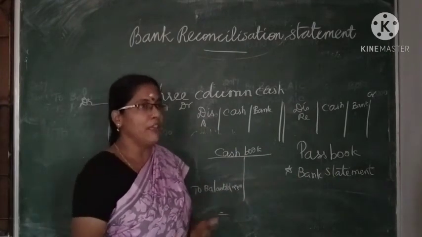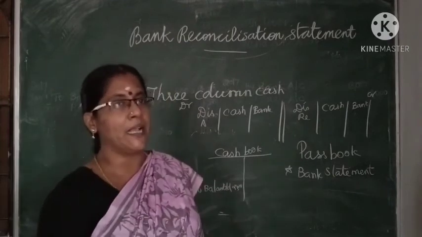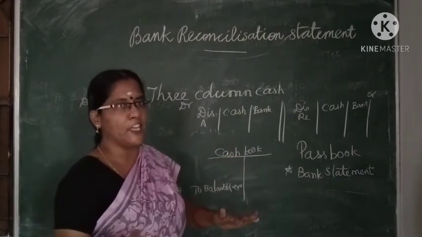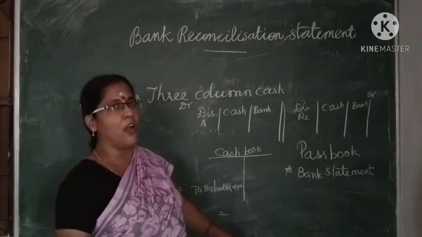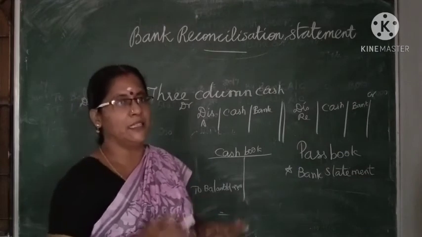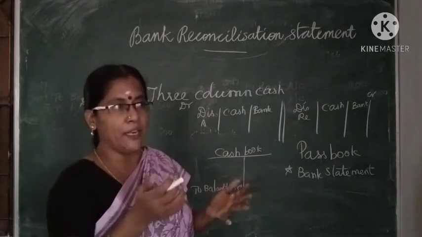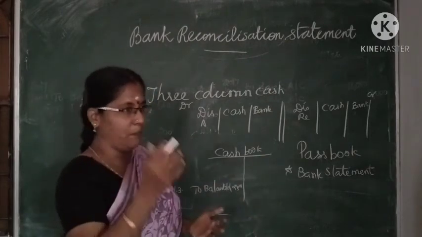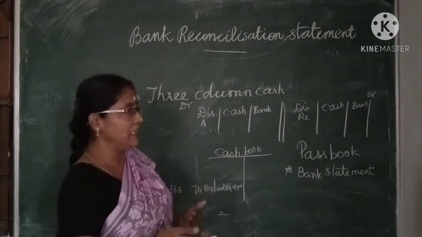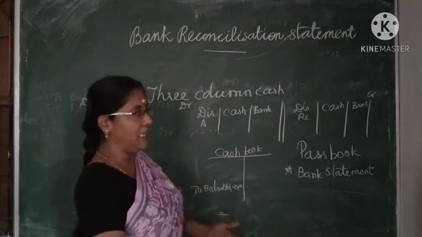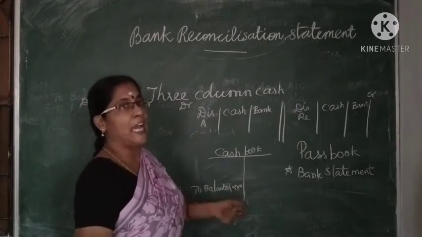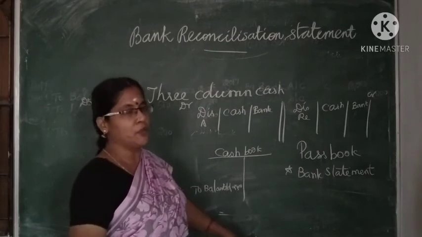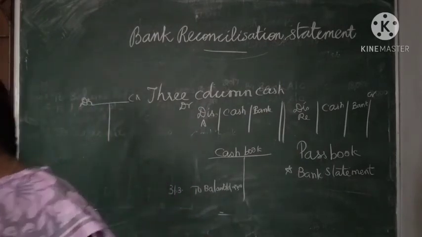For that, we will get the bank statement from the bank and then we will reconcile it with our triple column cash book, where we have entered all the bank transactions. This is the introduction of this topic, and it is called the bank reconciliation statement. We are going to tally the passbook with the cash book, the bank column of the cash book. Are you clear? Now let us get into the lesson.